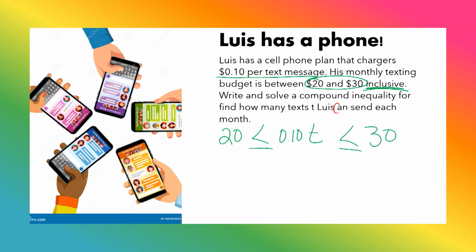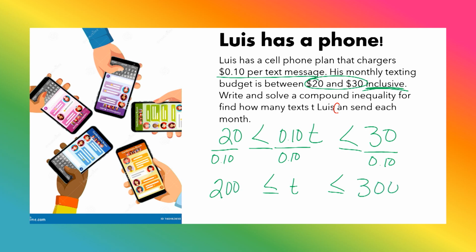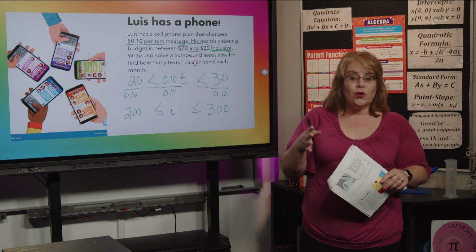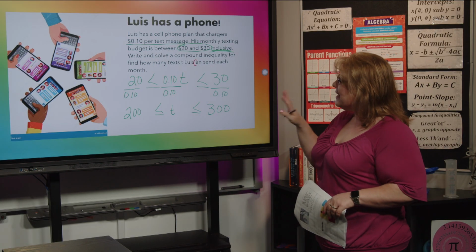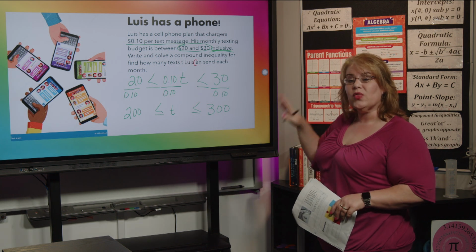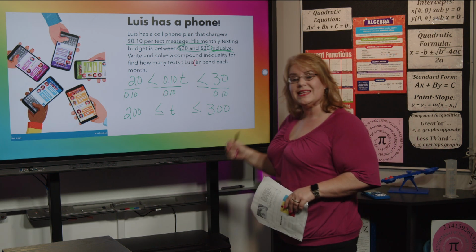So whatever I do to one part, I have to do to all parts. So I'm going to divide by that 10 cents everywhere. So I have T left over. I have my inequality symbols. To me, that's a lot of text messaging. To you, maybe not. Maybe you do a whole lot more texting. But he can text between 200 and 300 text messages and still stay in his budget.